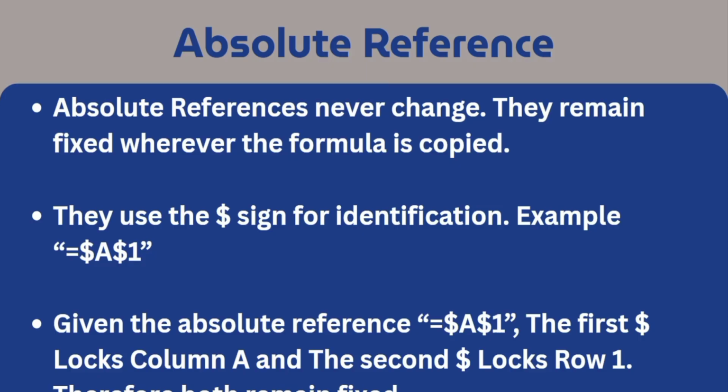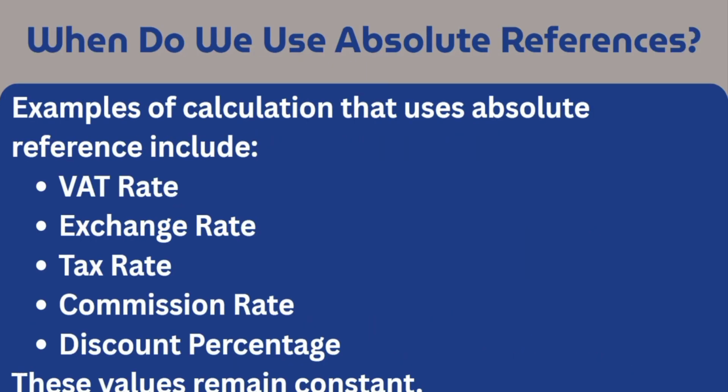Given the absolute reference $A$1, the first dollar locks column A and the second dollar locks row 1. Therefore, both remain fixed. When do we use absolute reference? Examples include VAT rates, exchange rates, tax rates, commission rates, and discount percentages. These values remain constant.